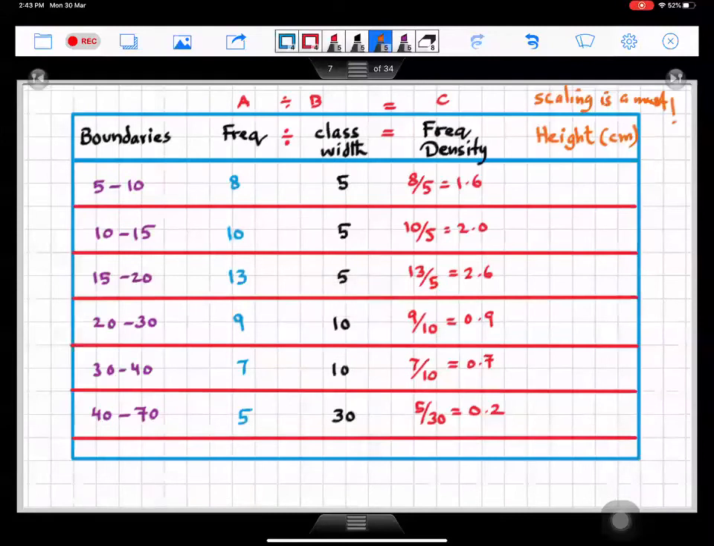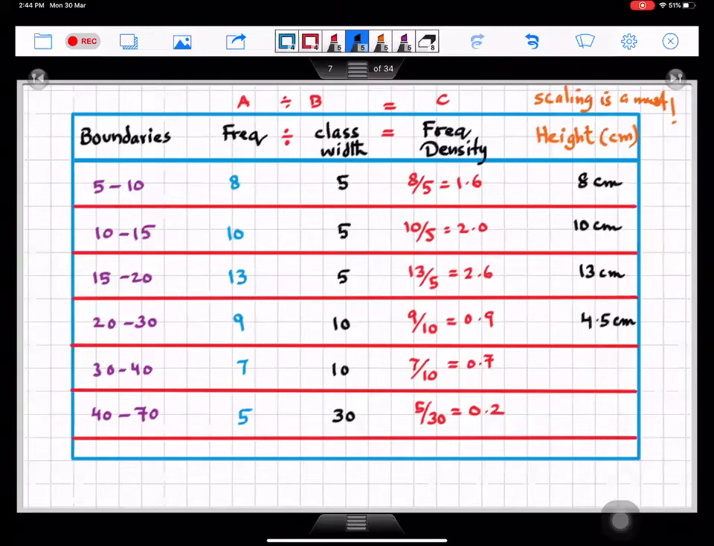So therefore, what should you do? This biggest value is 2.6. Can I write 2.6 as 13 centimeters? So 2.6 can be written as 13. And 2 can be written as 10 centimeters. And 1.6 can be written as 8 centimeters. And 0.9 can be written as 4.5 centimeters. 0.7 can be written as 3.5 centimeters. And 0.2 can be written as 1 centimeter.